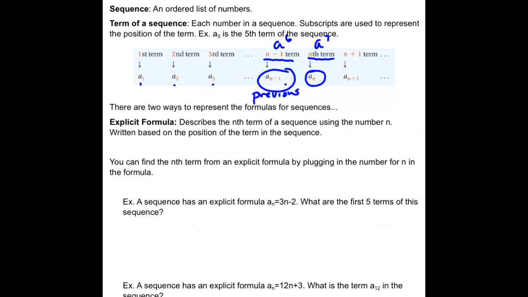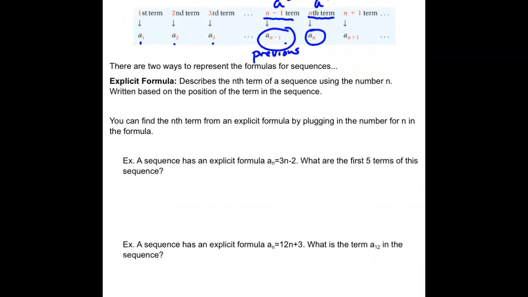All right, so there are two ways to represent the formulas for a sequence. The first way is called an explicit formula, and it describes the nth term of a sequence using the actual number n. So it is based on its position in the sequence, not on any of the numbers that come before it, just on what position it's in. You can find the nth term from an explicit formula simply by plugging your n value into your equation.